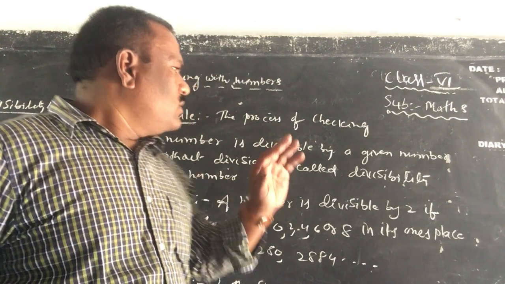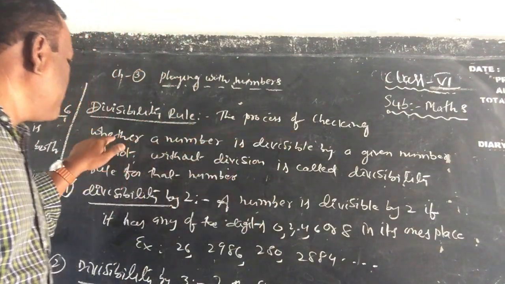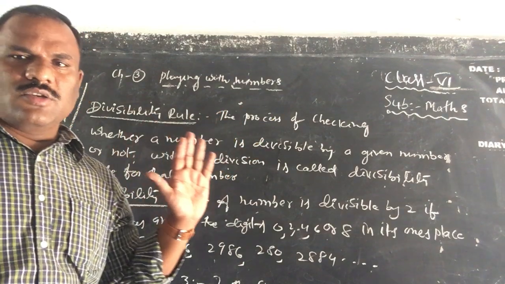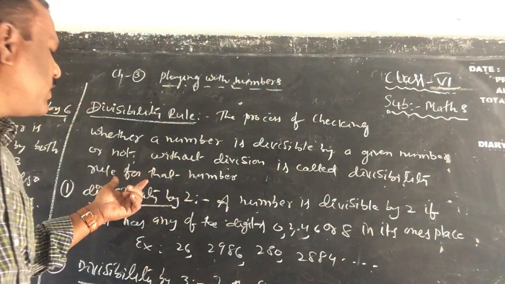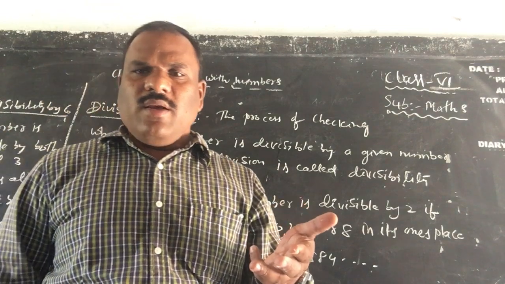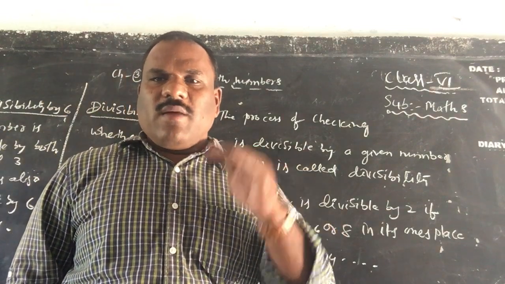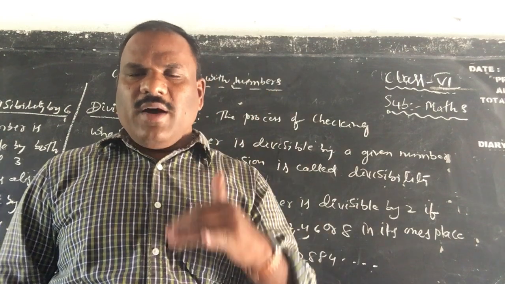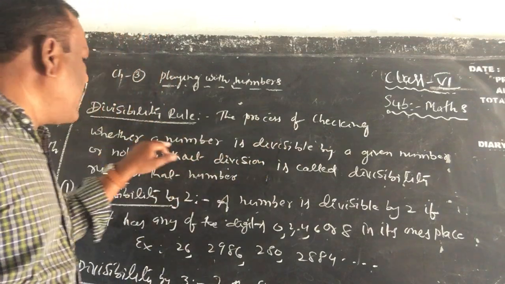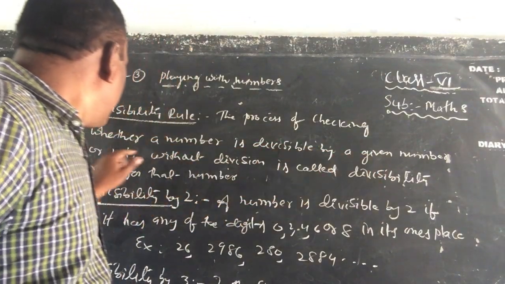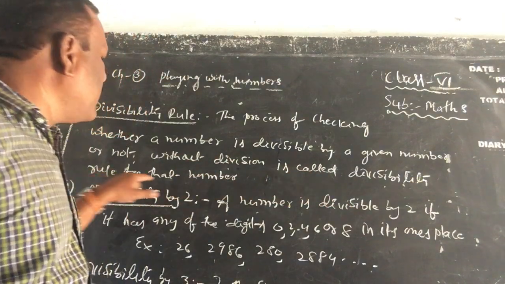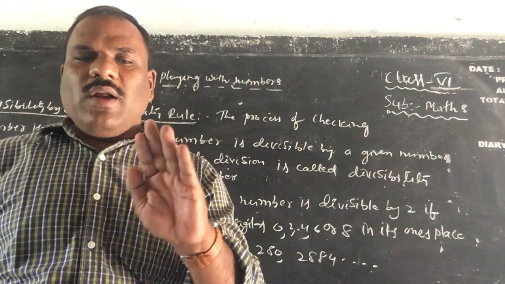The divisibility rule is nothing but the process of checking whether a number is divisible by a given number or not without actual division. Generally we can check whether a number is divisible by another number by the division method, but here the rule tells that checking whether a number is divisible by a given number or not without actual division is called the divisibility rule for that number.